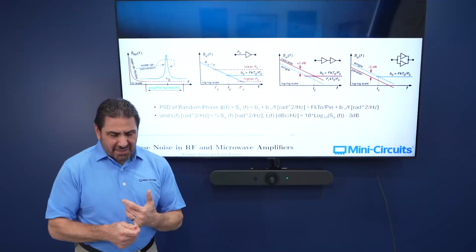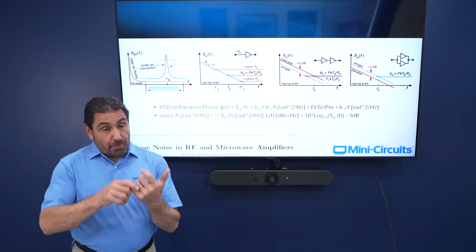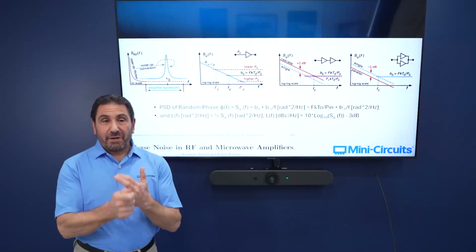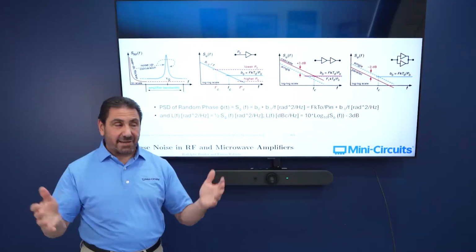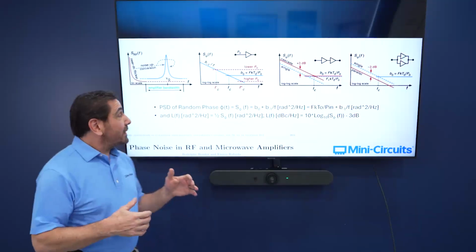So it's very important that you understand that. And with regard to the PHEMTs, pretty much in general, a 0.5 micron will perform better than a 0.25, will perform better than a 0.1, etc. So keep that in mind.